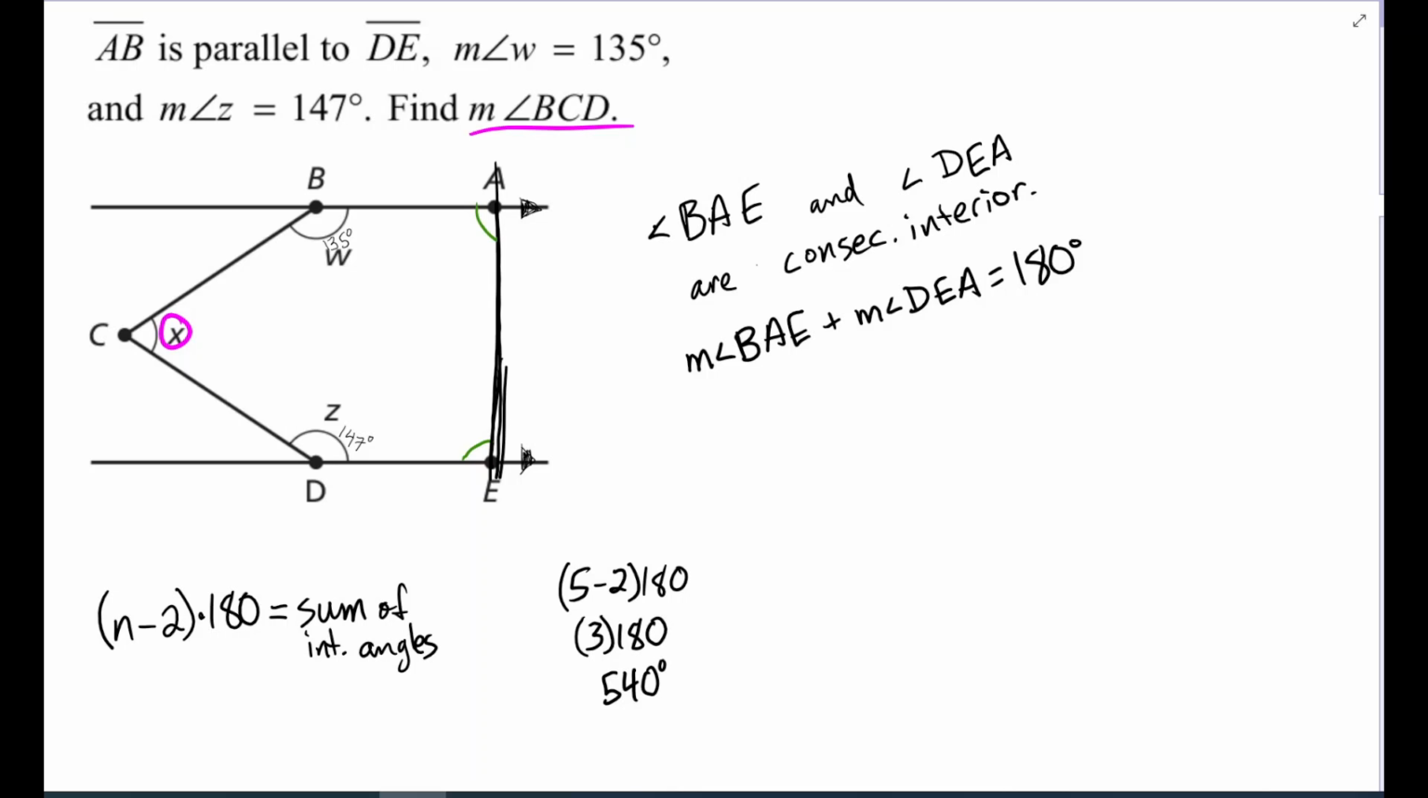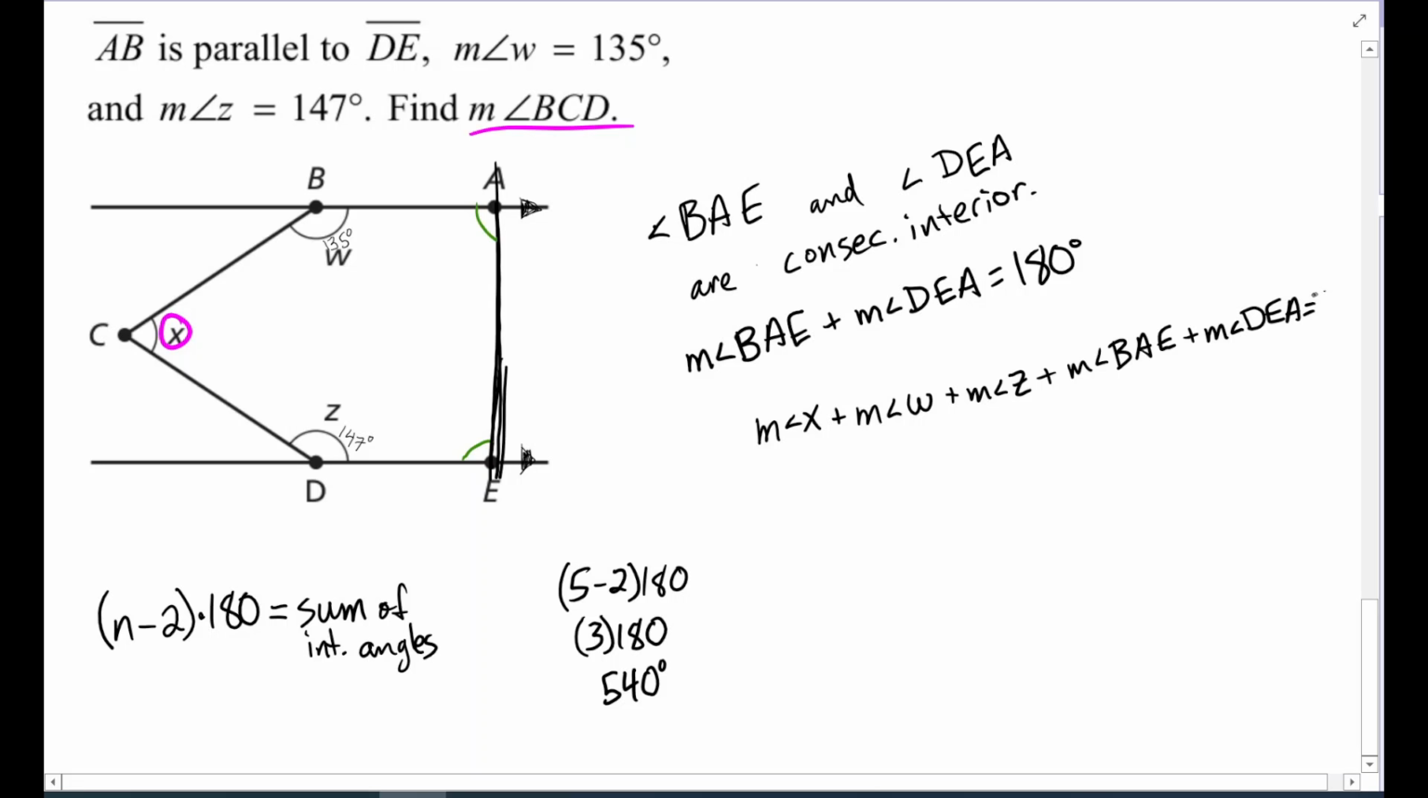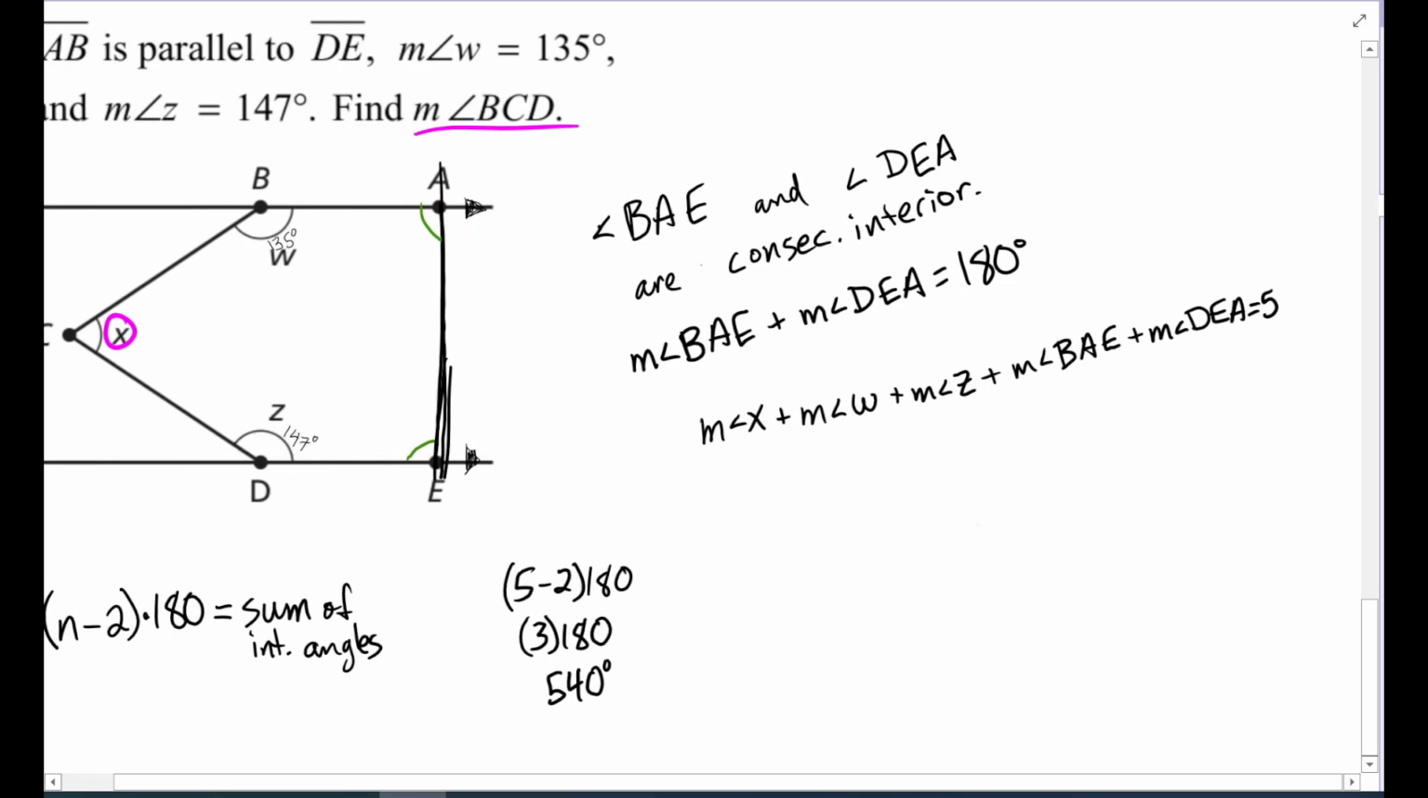So the sum of all angles in here, the sum of this angle plus this one plus Z plus X plus W equals 540. Measure of angle X plus the measure of angle W plus the measure of angle Z plus the measure of angle BAE plus the measure of angle DEA equals 540 degrees. Almost ran out of space.